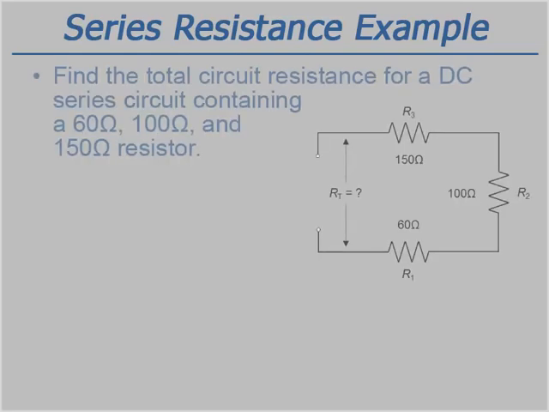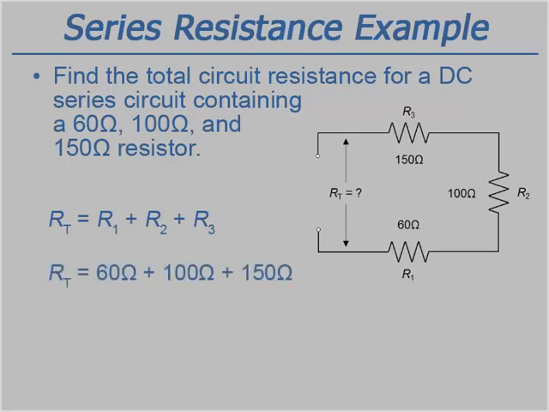For this example, a DC series circuit contains a 60 ohm, a 100 ohm, and a 150 ohm resistor. What is the total circuit resistance? Using the series resistance equation, insert the resistance values for R1, R2, and R3 with their applicable units of measurement into the equation. Add the resistance values together to determine the total circuit resistance, being sure to include ohms as the unit of measurement.